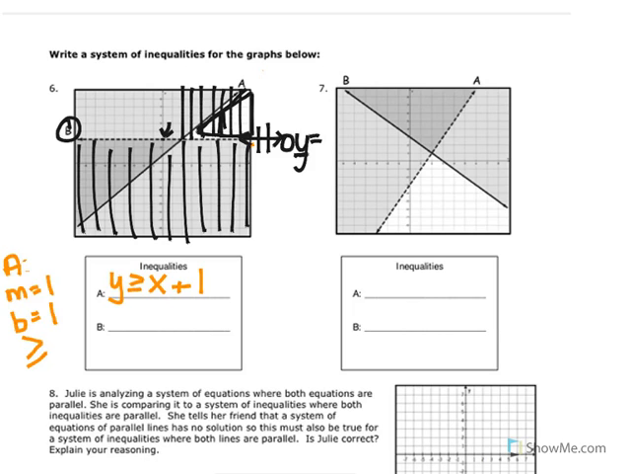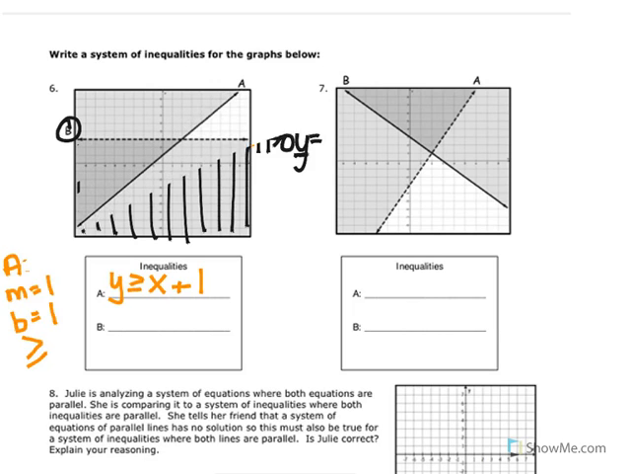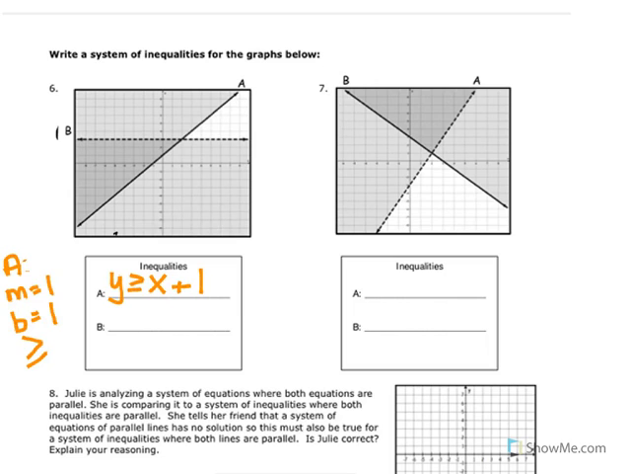So let's look here. Let's go ahead and write our inequality. So we have a horizontal line, so we know it's going to be y equals, and we have to figure out what sign. It's below the line, so that's less than, and it's dotted, so we know it's going to be less than. So y is less than 3. And that's it. There's your inequality.